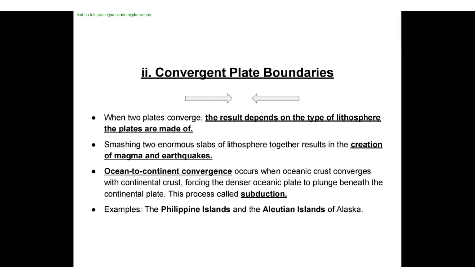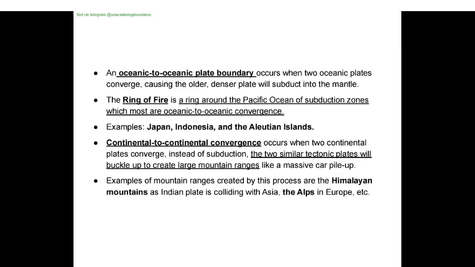Convergent plate boundaries. When two plates converge, the result depends on the type of lithosphere the plates are made of. Smashing two enormous slabs of lithosphere together results in the creation of magma and earthquakes. Ocean to continent convergence occurs when the oceanic crust converges with continental crust, forcing the denser oceanic plate to plunge beneath the continental plate. This process is called subduction. Examples: the Philippine Islands and the Aleutian Islands of Alaska.